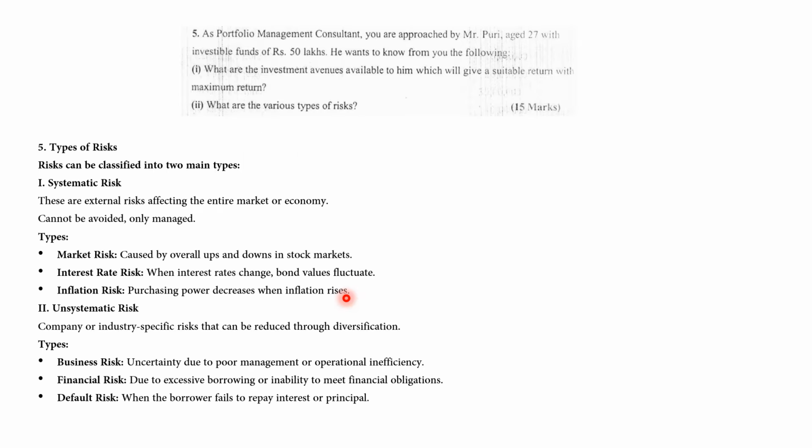And lastly, what are the types of risk? Risk can be classified into two types. We have systematic risk and unsystematic risk. Systematic risks are external risks affecting the entire market or economy, which cannot be avoided and can only be managed. So we have market risk, interest rate risk, and inflation risk. Unsystematic risks are company based risks. The types are business risk, financial risk, and default risk. You can all go through it once.